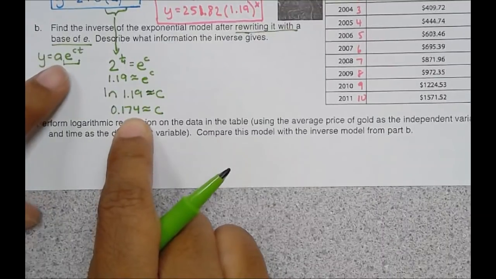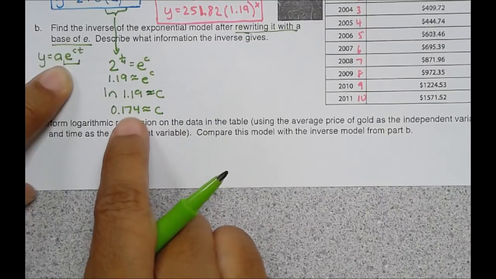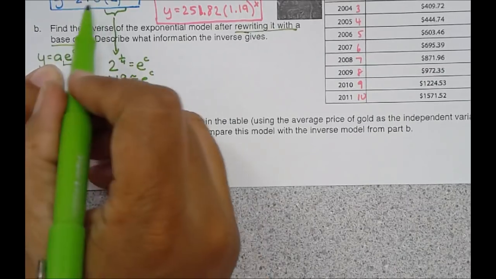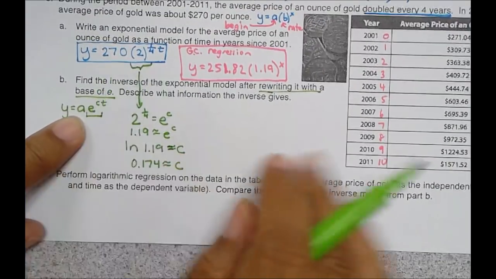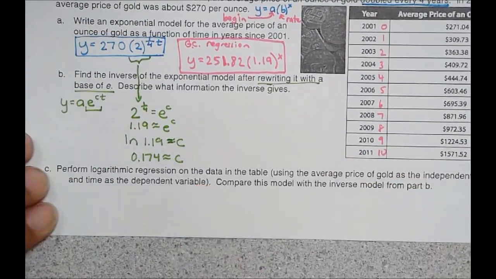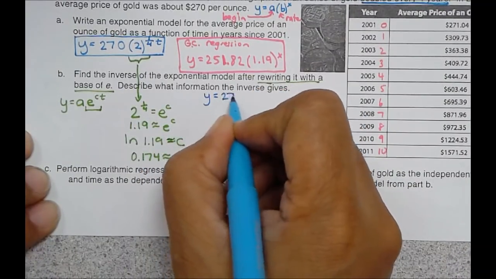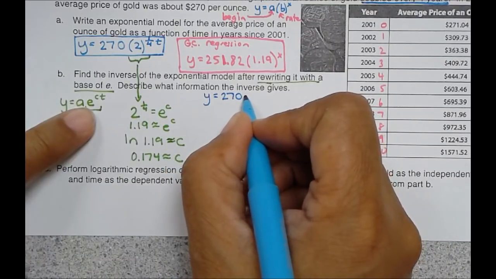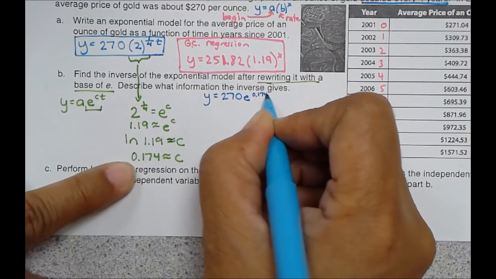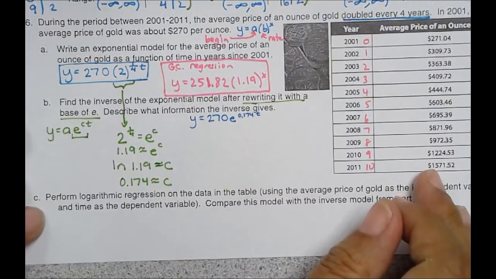So we're just basically going to rewrite this equation here and replace the c with this, and also the a, which we know from the previous section was 270. We're just rewriting the 2 to the 1/4 to be e to this power c. So that's going to look like this: y equals 270, that's your a. We're changing this to have a base of e, raised to the c power, and the c is 0.174, and then you have your t. Okay, so that's rewriting it in that form.